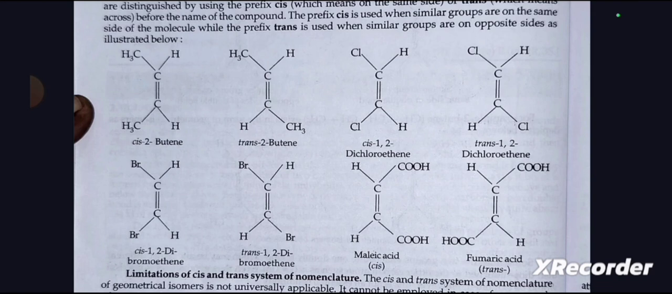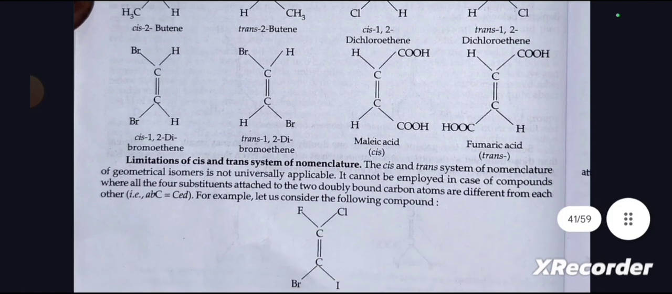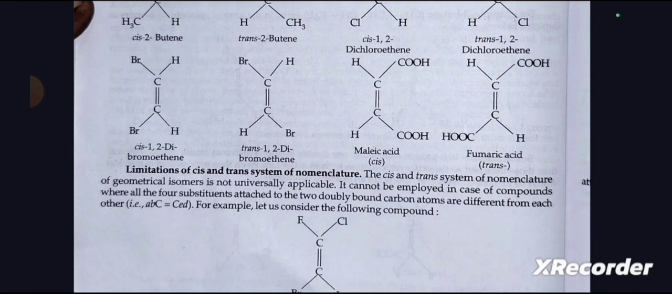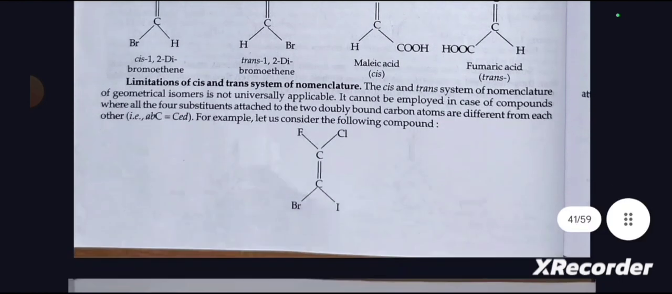CH3CH=CHCH3, cis-2-butene; CH3CH=CHCH3, trans-2-butene. CHCl=CHCl, cis-1,2-dichloroethene; CHCl=CHCl, trans-1,2-dichloroethene. BrCH=CHBr, cis-1,2-dibromoethene; CHBr=CHBr, trans-1,2-dibromoethene. HOOC-CH=CH-COOH, maleic acid, cis; HOOC-CH=CH-COOH, fumaric acid, trans.